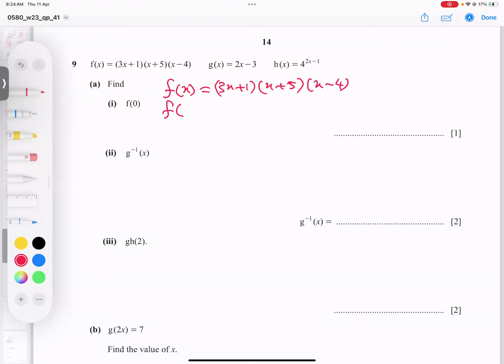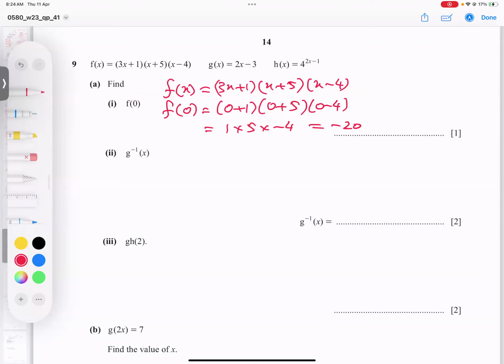Every x is replaced by 0. In the empty space, I put 0. And 0 into 3, I got 0. Then 0 plus 5 and 0 minus 4. So I get 1 from here and 5 from here, and minus 4. Ultimately, I get negative 20.